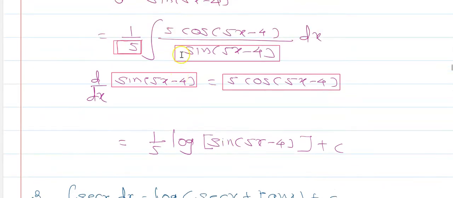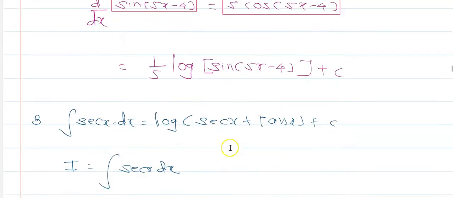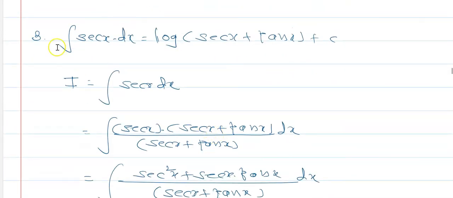Then what is its integral? Its integral is log of f of x. What is f of x? Sine of 5x minus 4. This is f of x, and therefore this is 1 upon 5 log of sine of 5x minus 4 plus c. Now the next is the integral of sec of x.